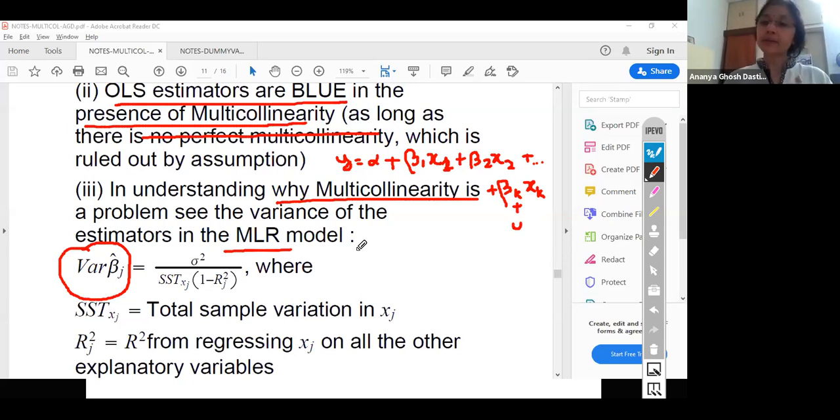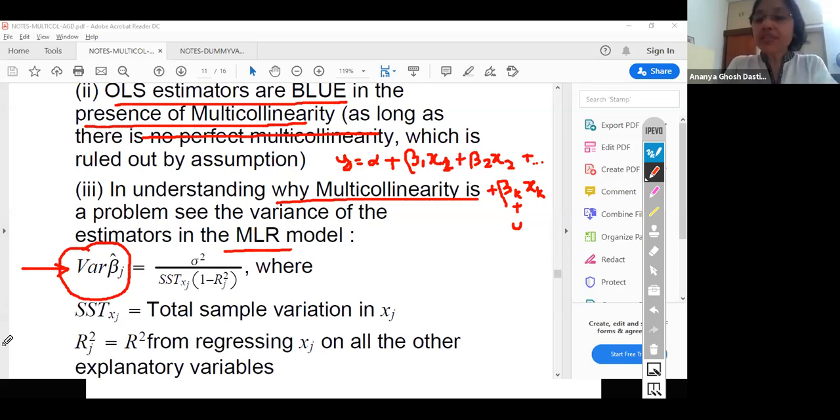And the OLS estimators are, remember, they have hats. So beta hat j is the estimator referring to the jth beta. Now remember, the beta hats are all random variables.